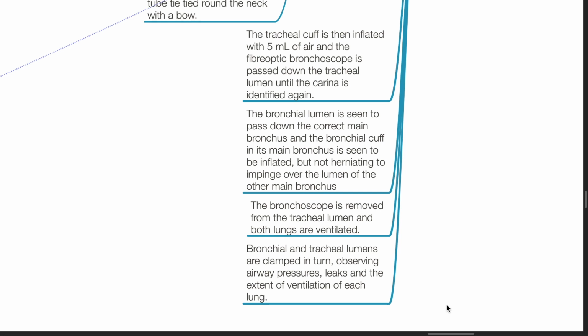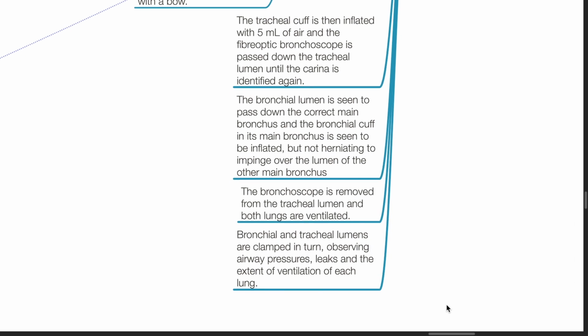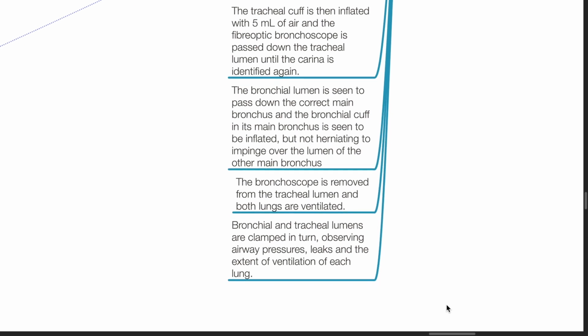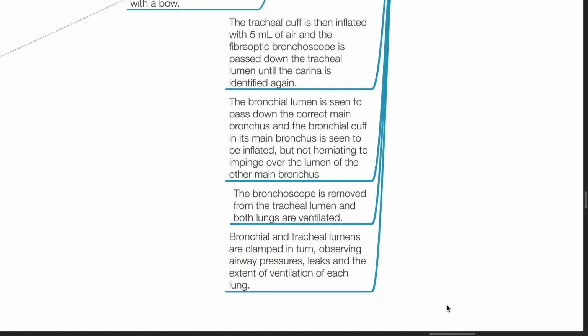and the fiber optic bronchoscope is passed down the tracheal lumen until the carina is identified again. The bronchial lumen is seen to pass down the correct main bronchus and the bronchial cuff in its main bronchus is seen to be inflated but not herniating to impinge over the lumen of the other main bronchus. The bronchoscope is then removed from the tracheal lumen and both lungs are ventilated. Bronchial and tracheal lumens are clamped in turn, observing airway pressures, leaks, and the extent of ventilation of each lung.